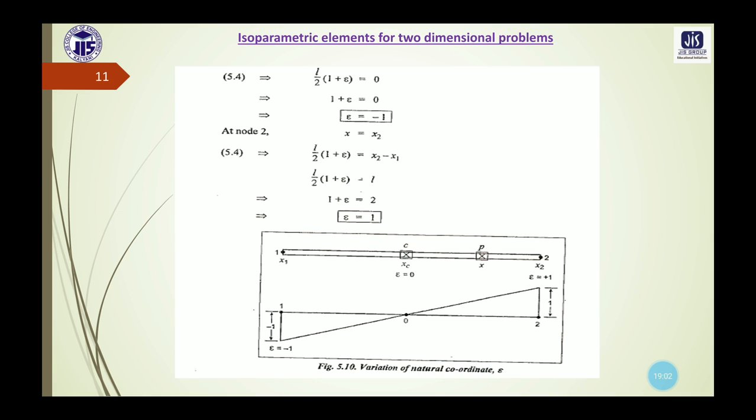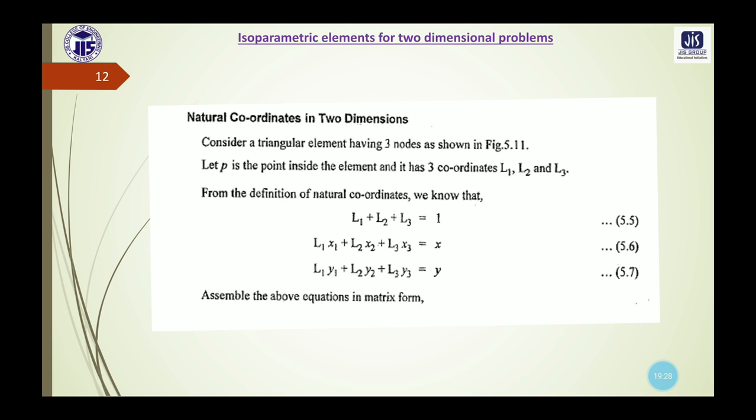First the one dimensional element is plotted, and in the second diagram in 5.10, you can see that at node 1 the epsilon is minus 1, and at node 2 the value of epsilon is plus 1. So this variation of the natural coordinate is represented here graphically. These are the concept and the small derivation of the natural coordinates we have discussed in one dimension.